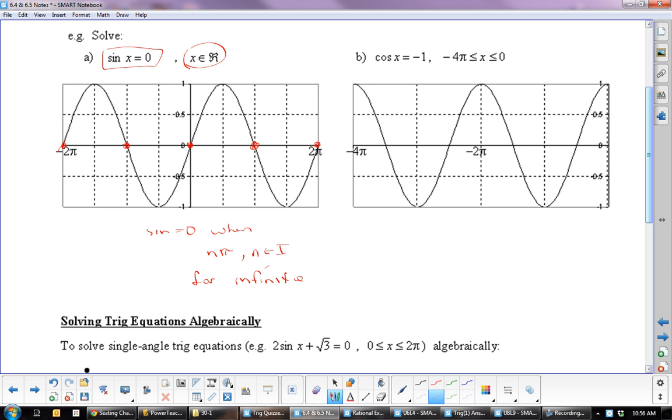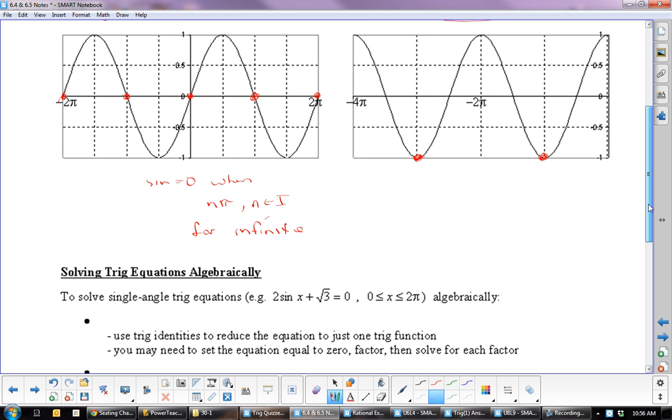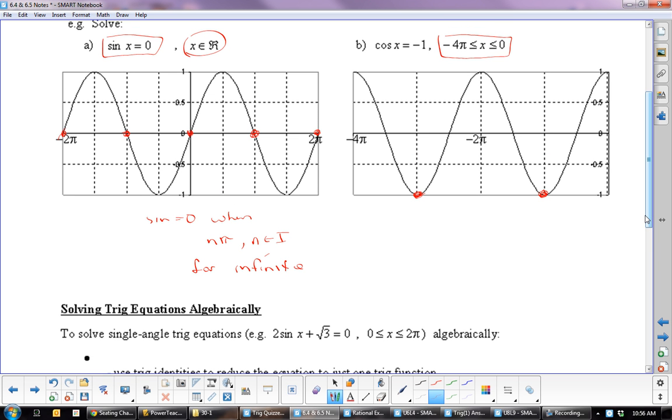Now b is very different. B gives us a finite case, and that's when cos x equals -1. Cos equals -1 down there and down there. So I would just say that x would equal -3 pi, sorry, yes, -3 pi, and -pi.